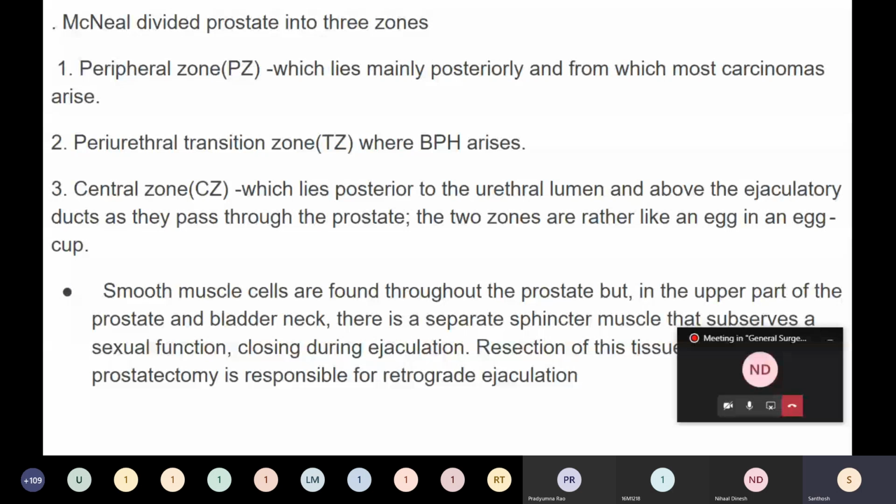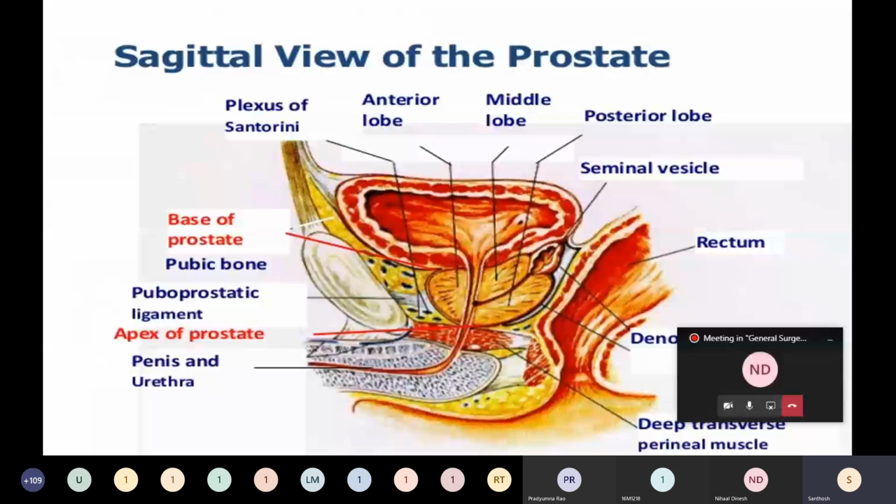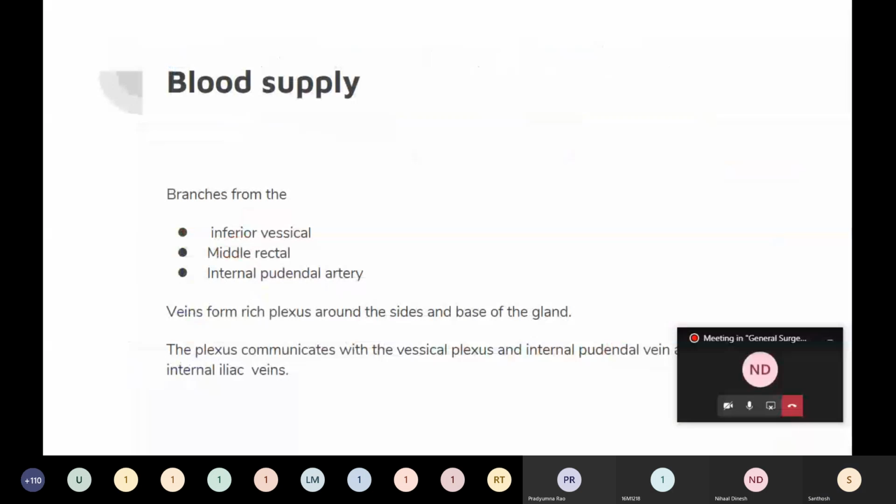This is again the sagittal view of the prostate, the same thing which I showed you before. Blood supply. The prostate is supplied by branches from the inferior vesical artery, middle rectal and internal pudendal artery. The veins form a rich plexus around the sides and base of the gland, and these plexus communicate with the vesical plexus and internal pudendal vein, and then it will enter the internal iliac vein.